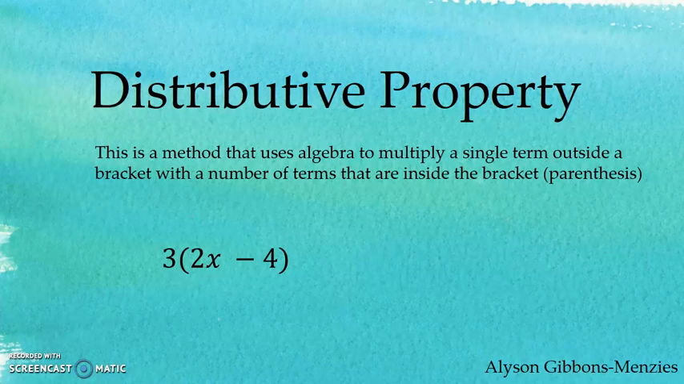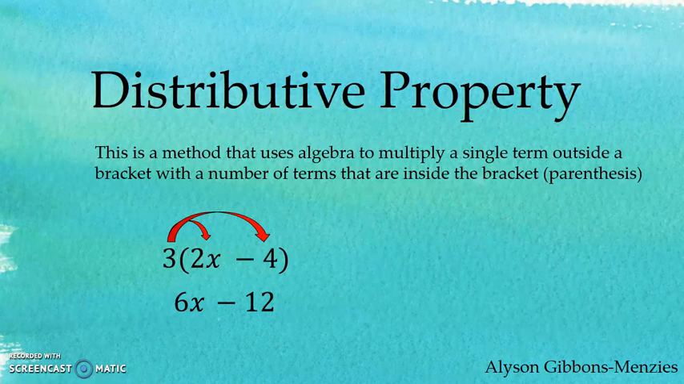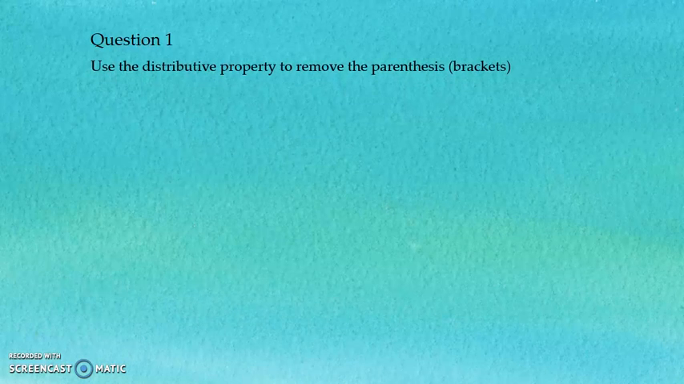Now, the best way to understand distributive property is to see an example. So here we've got the term outside the bracket is 3, and we're going to multiply it by the two terms inside the bracket. 3 times 2x is 6x, and 3 times minus 4 is minus 12. So this is an example of distributive property.